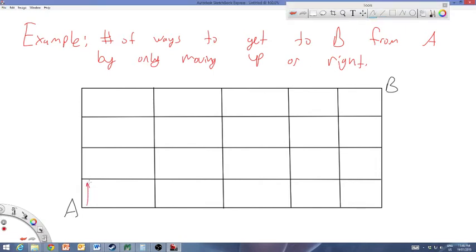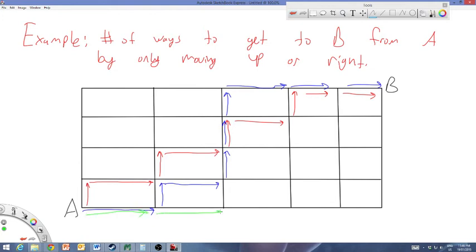So one possibility is as follows. I can go up, right, up, right, up, right, up, right, right. Or another one is maybe I'll go right first, then up, then right, then maybe up, and up, and up, and then right, and right, and right. Or a third possibility, maybe I'll just go right, right, right, right, right, then up, up, up, up. Okay, there's a lot of possibilities.